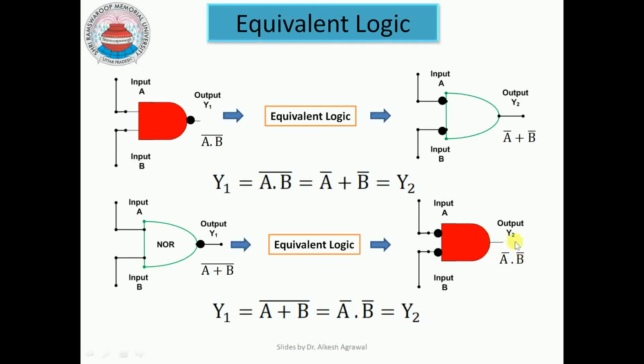This is the output of this logic, and through this NOR logic also we are getting the same logic, that is A inversion and B inversion. So like this, OR invert logic is equivalent to invert AND logic. So we'll use these two logic equivalents in NAND and NOR implementation.